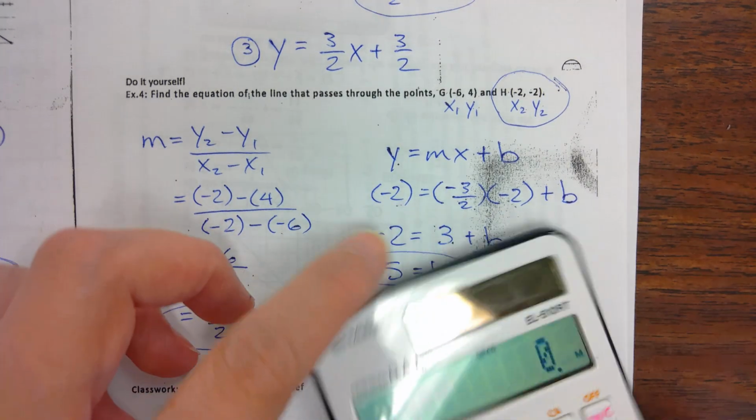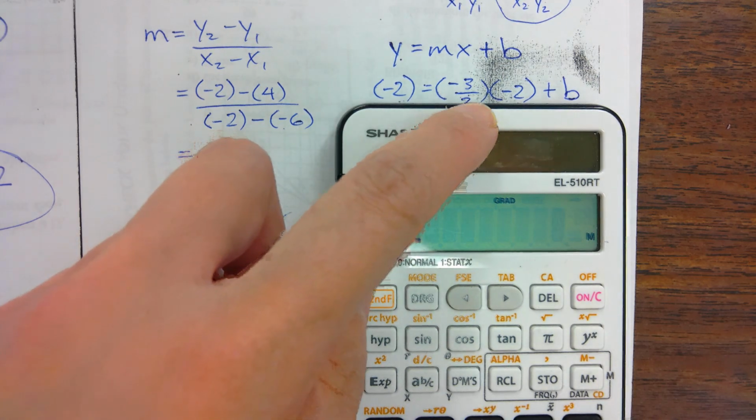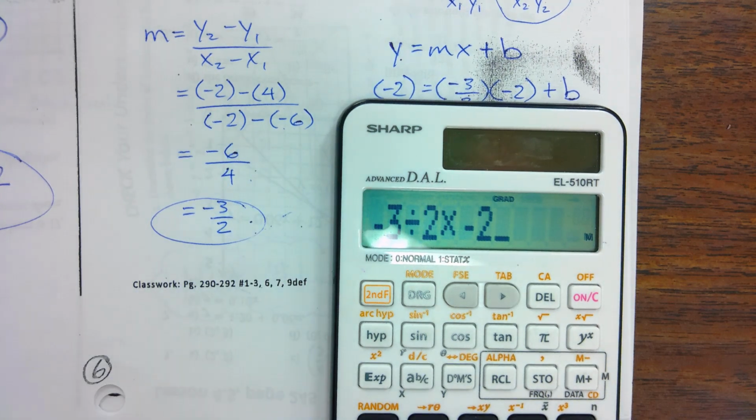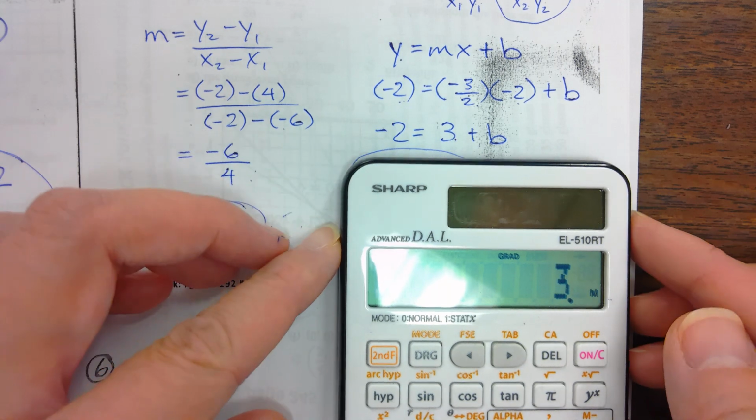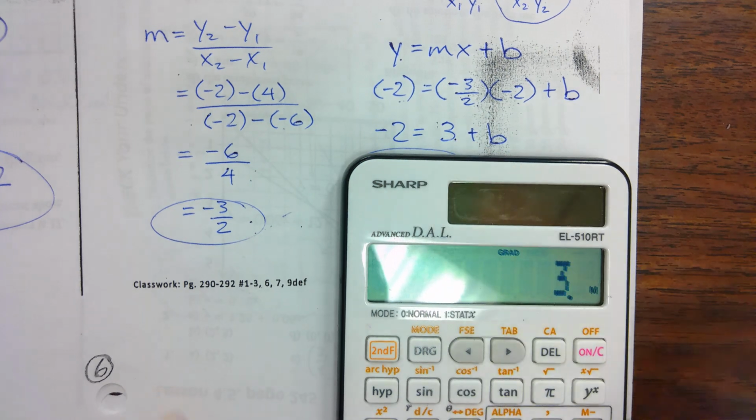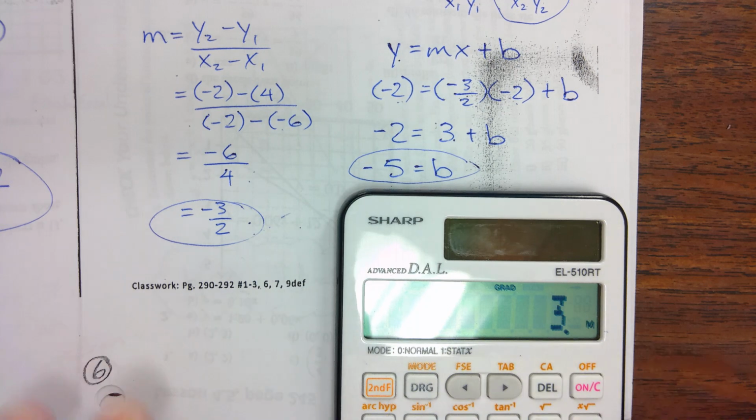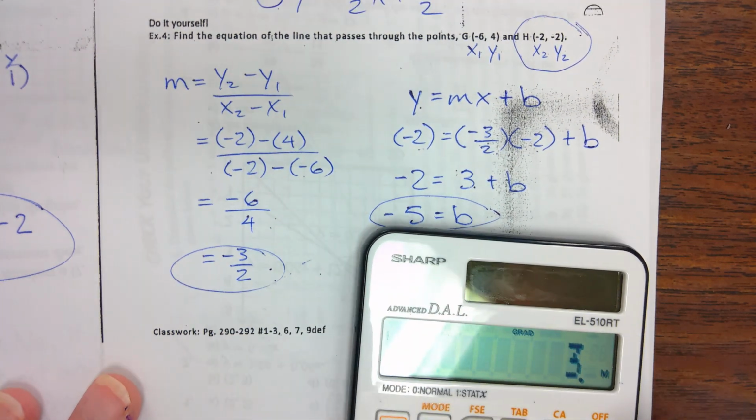Alright, so on my calculator, I can do -3 divided by 2 times -2. Alright, and I get 3. So now this part, this fraction, simplified to the 3. Okay, and so to solve for b, -2 minus 3, I get -5. And so now that I have my m, I have my b, what's my final equation?